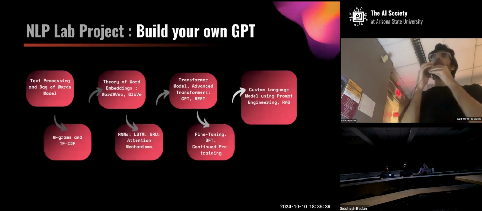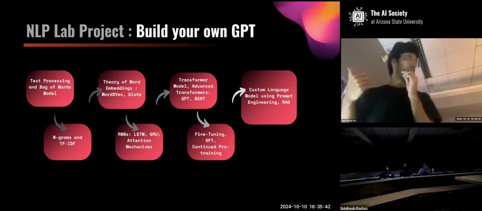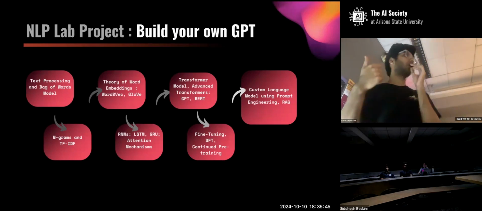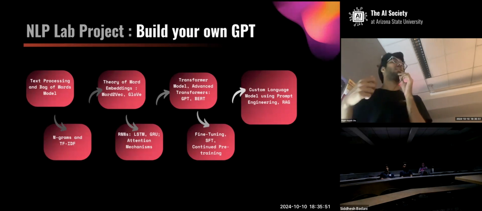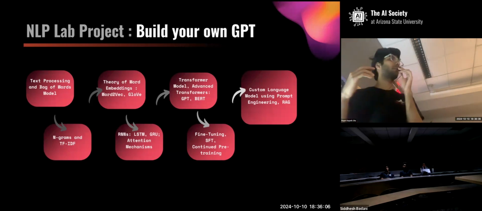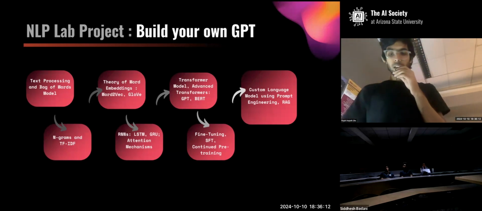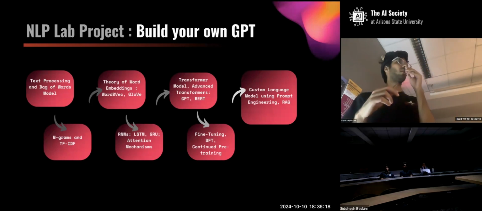So till now we have covered text processing in bag of words model, n-grams and TF-IDF, and word embedding models. And in the last workshop, we went over RNN, LSTM, GRUs, and the attention mechanism was left. So today we'll be covering the cross attention mechanism and the coding part for RNN, LSTMs, and the word embedding models. And in the next workshop, we'll be starting with the transformers, and we'll be going over the architecture of GPT and BERT. So first, let's complete the coding part for word embedding models.